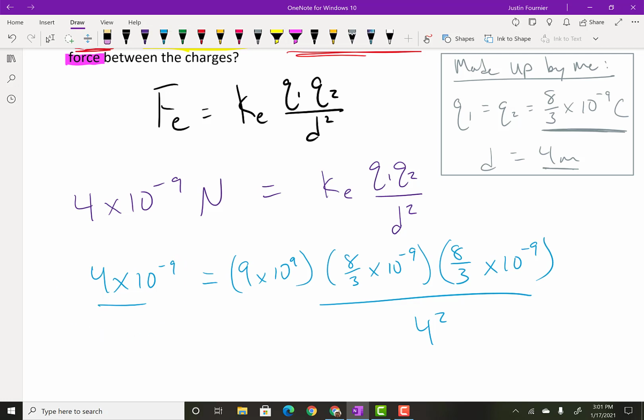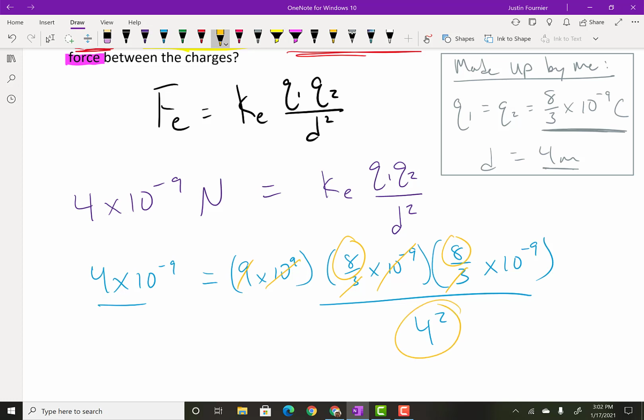Just to show it to you without a calculator, though, 10 to the 9 and 10 to the negative 9 will cancel out. So then I got this 10 to the negative 9 left over. I'm going to leave that off to the side. So over here, I got 3 times 3. Those are in the denominator there. Those will cancel out with the 9 here. So like that. And then what I'm left over with is 8 times 8, and that's 64.